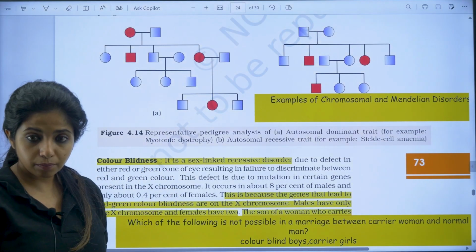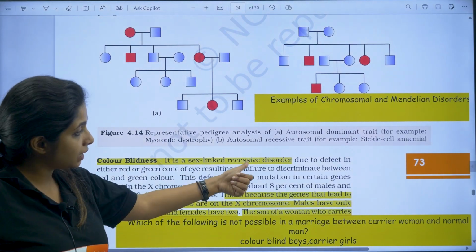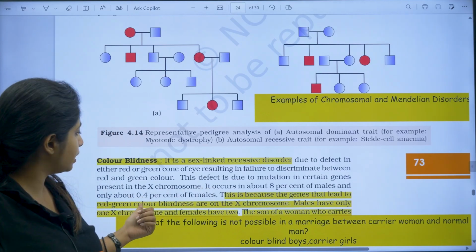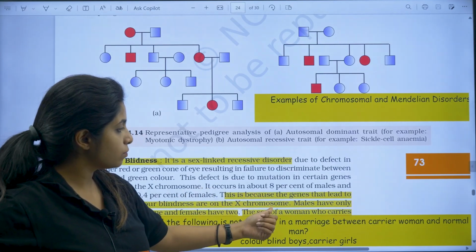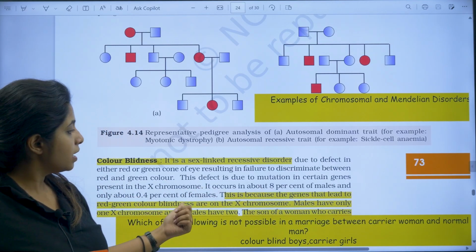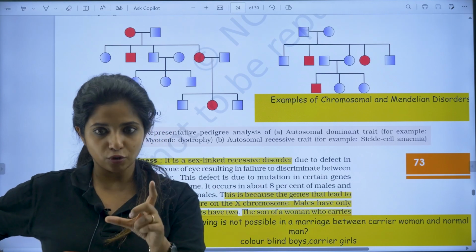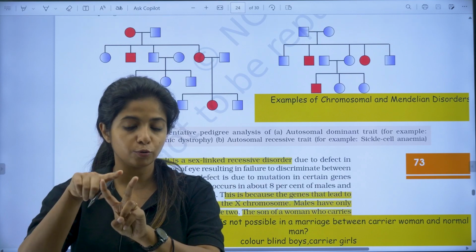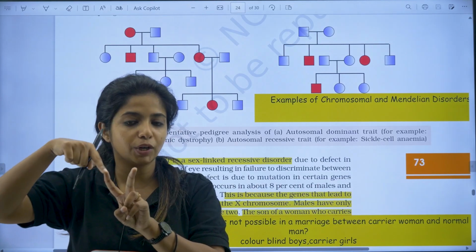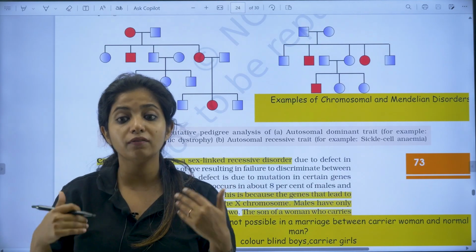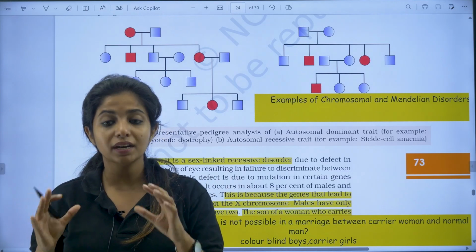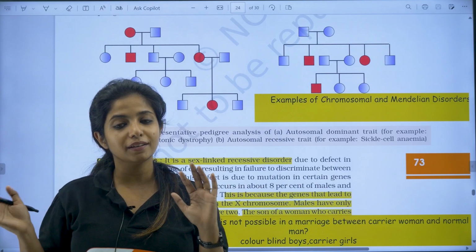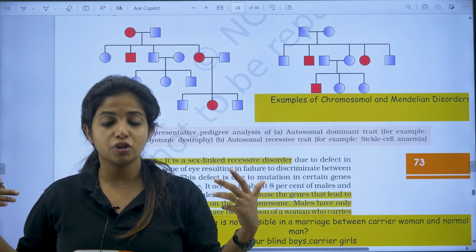Color blindness is one very important thing. It is a sex-linked recessive disorder, please know that. And this is because the genes that lead to red-green color blindness are on the X chromosome. So males have only one X chromosome and females have two. If males have one X chromosome and that one X chromosome is defective, they will have this disease. But if females have two X chromosomes and only one is affected, the other one will overshadow the effect and it will be normal. That particular female will be a carrier. So always remember, in X-linked, in sex-linked disorders, the females can be carriers mostly and the males are the ones which are affected.